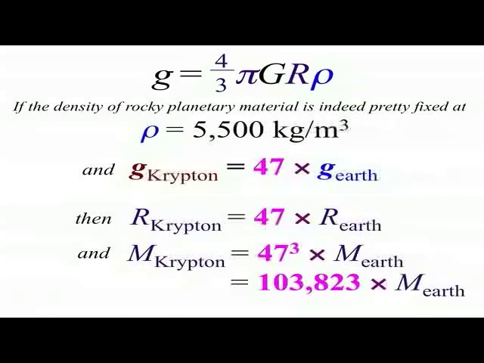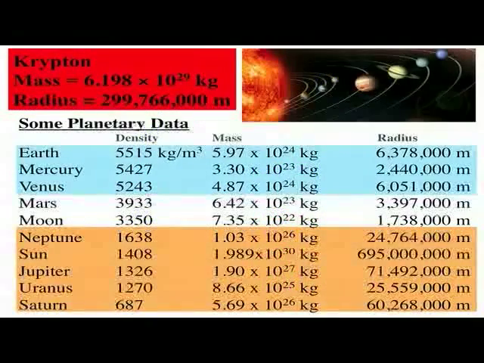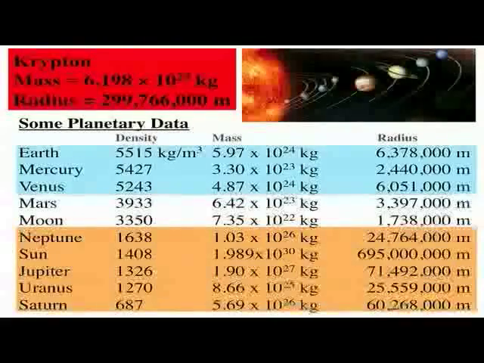Since the volume of a planet depends upon r cubed, its radius, then the mass of Krypton has got to be over 100,000 times more massive than the Earth. Okay, so we've decided the mass of Krypton is 100,000 times more massive than the Earth, with a radius a little less than 50 times greater than the Earth. Let's see where it would fall and what planet it might most look like of the ones that we know.